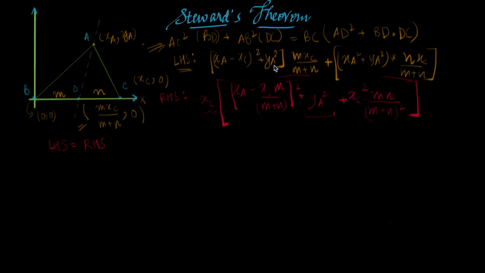Let me do that right now. So y sub A squared cancels out from the entire equation. We're left with just x sub A and x sub C. That's workable now.